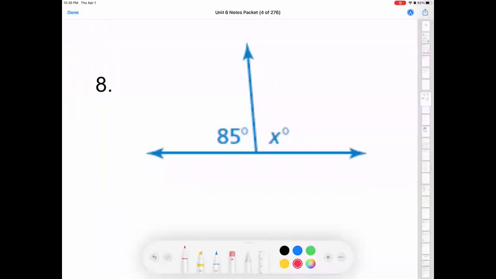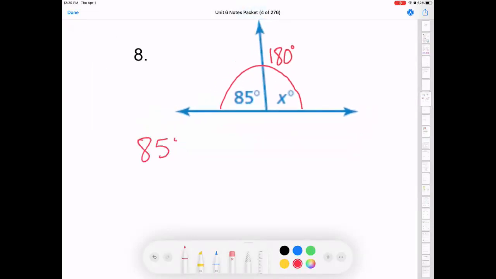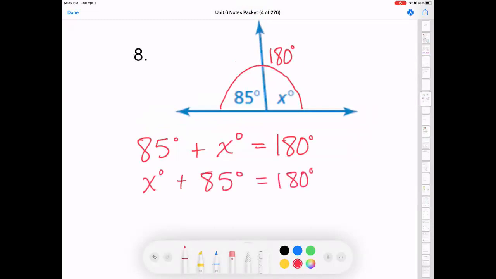For example 8, we have these two angles, and we know that when we combine them together, we should get supplementary angles that combine to 180 degrees. And so as we create our equation, we have that first angle, 85 degrees, plus angle x, which we don't yet know, is equal to 180 degrees. Now, sometimes I'll have students say, well, I want to have my variable first, x degrees plus 85 degrees equals 180. Guess what? Those mean the exact same thing, okay? So if you put the variable first, that's fine.